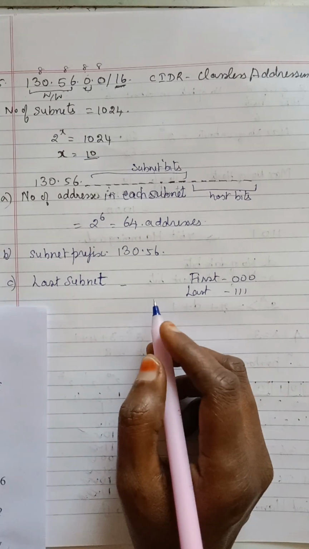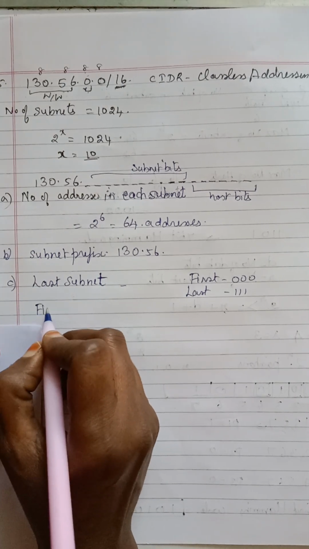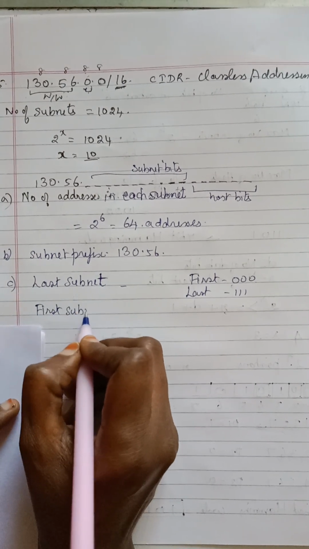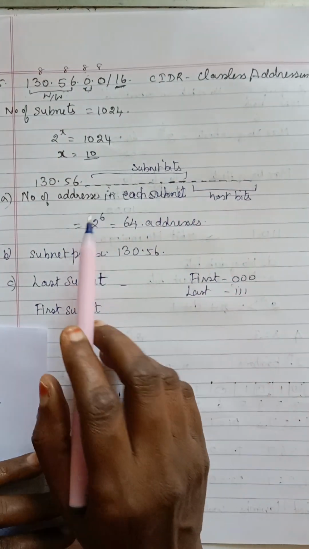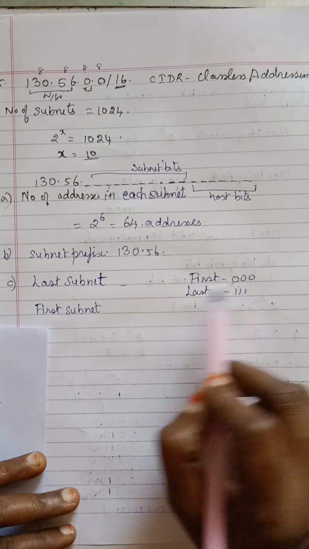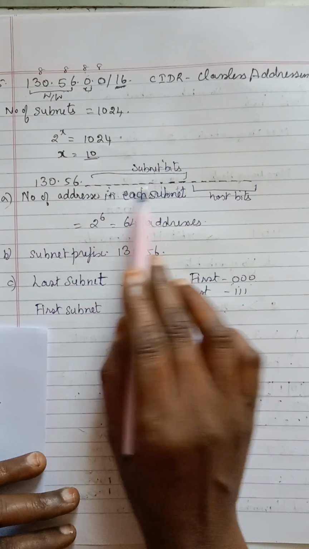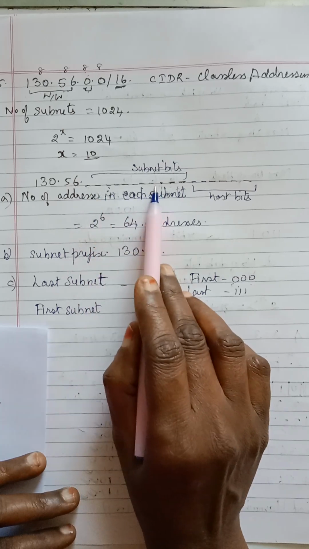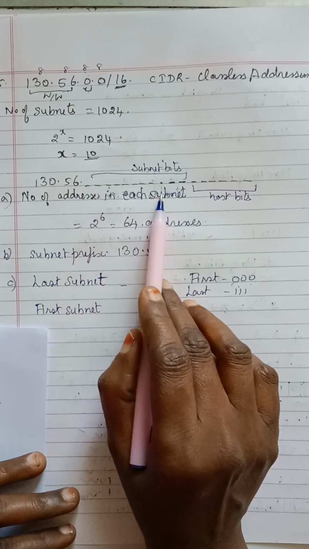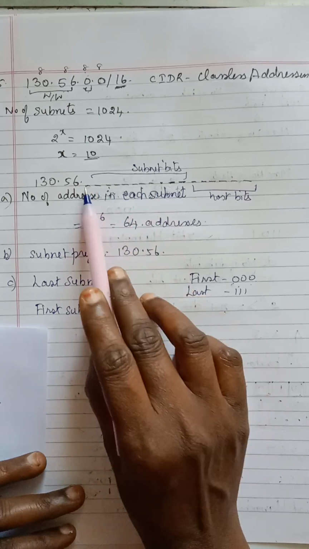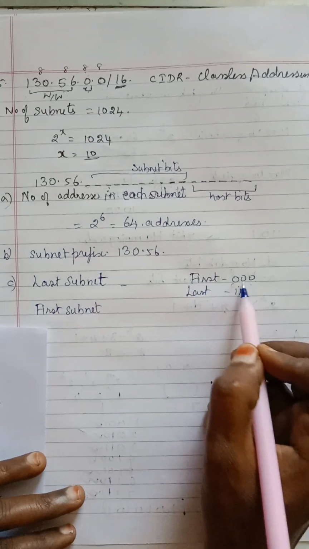First we find out the first subnet. What will be the first subnet? First subnet means in the subnet bits all the values will be 0. That is the meaning of first subnet. Last subnet means all the values will be 1, because we are adding the values one by one. First it will be 0, then 0 1, 1 0, like that it goes on. So the first address will normally be the one where all values are 0.